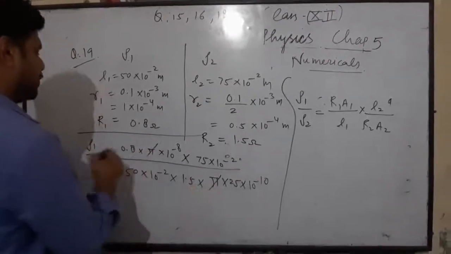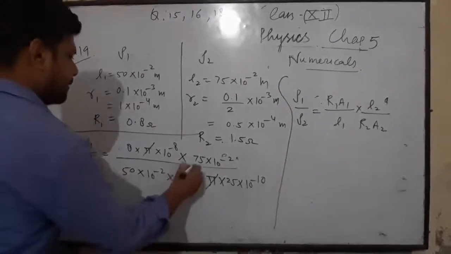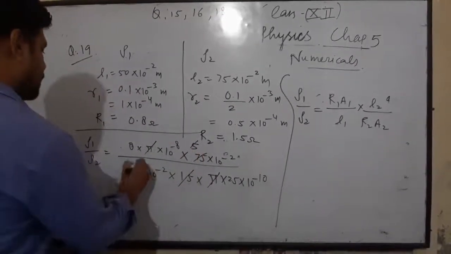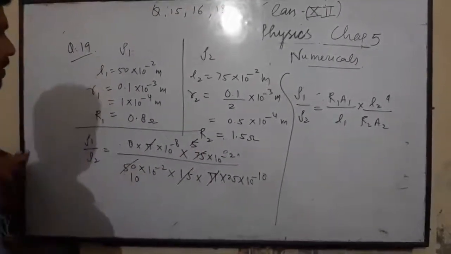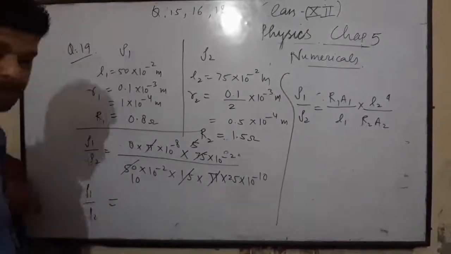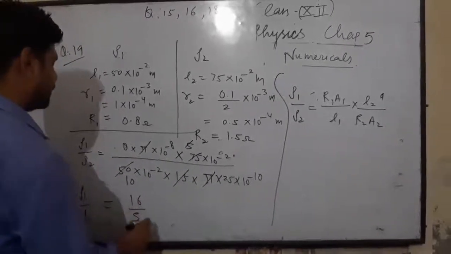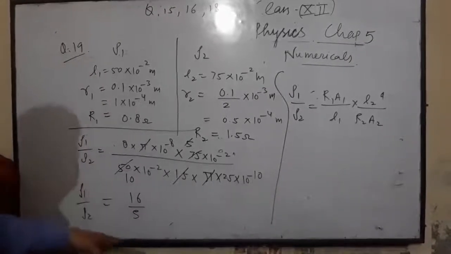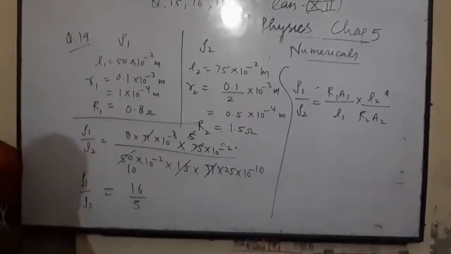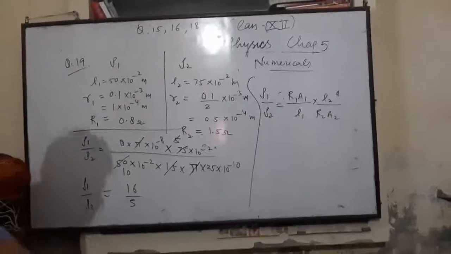Now cancel pi to pi, remove decimal. Now after solving this, you can calculate this, and it will be 16 by 5. So the ratio is 16:5. You can do this calculation. So that was question number 19.